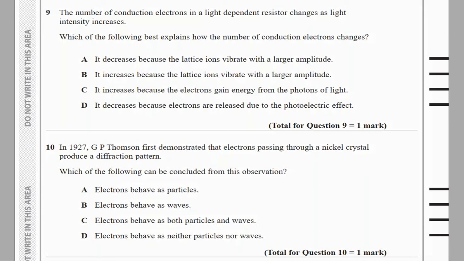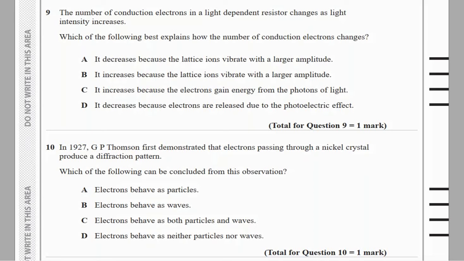So it decreases because lattice ions vibrate? No. It increases because lattice ions vibrate with a larger amplitude. It increases because the electrons gain energy from the photons of light. It decreases because electrons are released due to the photoelectric effect. This has nothing to do with the photoelectric effect. The photoelectric effect deals with electrons being released from metal surfaces, and a light dependent resistor is not a metal surface.